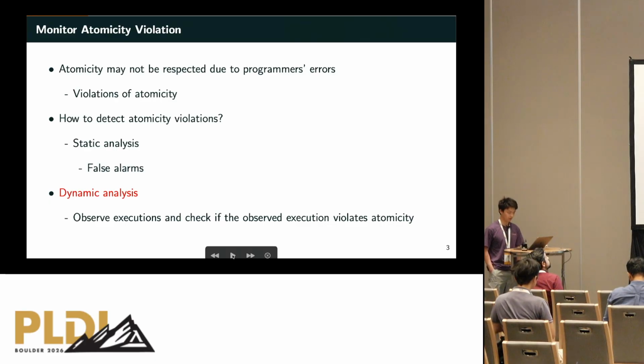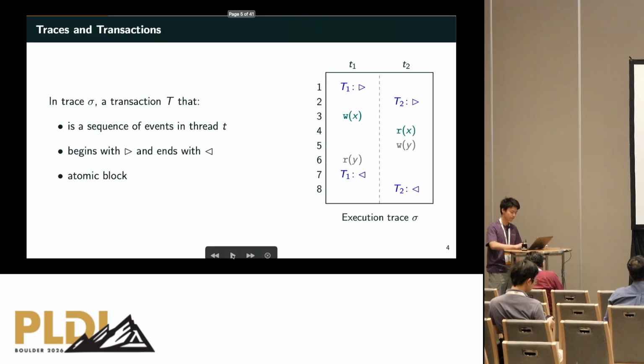So the most popular method for detecting concurrency errors is actually dynamic analysis. In dynamic analysis, the checker observes the execution generated by the program, and checks whether the observed execution violates atomicity.